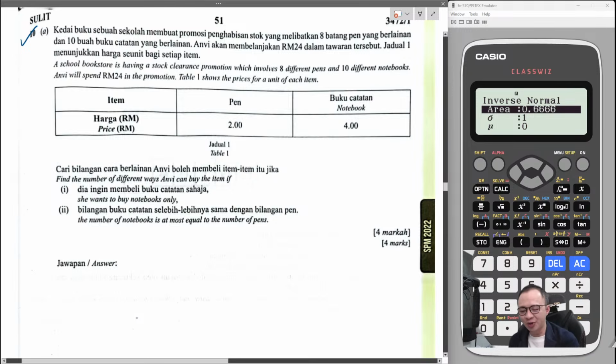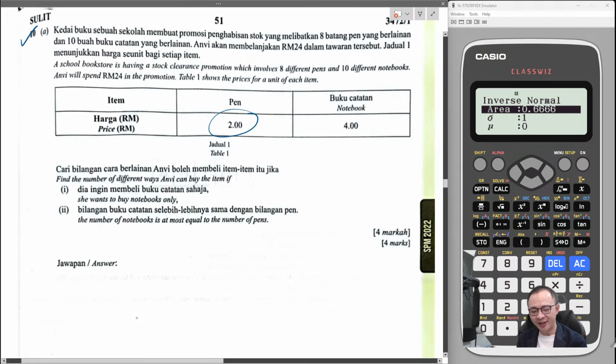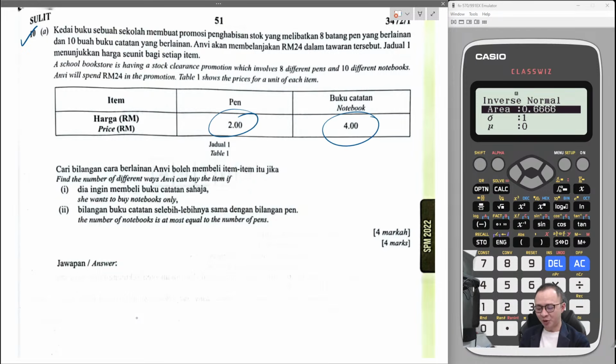Okay, a school bookstore is having a stock clearance promotion with 8 different pens and 10 different notebooks. Envy will spend 24 ringgit in the promotion. Table 1 shows the price for a unit of each item. Pen is selling for 2 ringgit, notebook is selling for 4 ringgit. Quite makes sense. So she wants to buy notebooks only. So 24 ringgit can buy how many notebooks? I assume he wants to spend all the money lah.